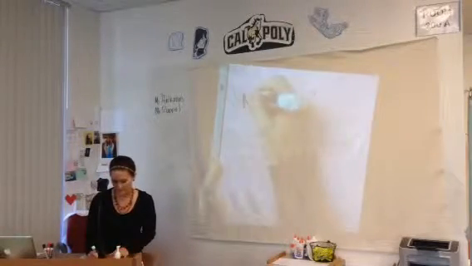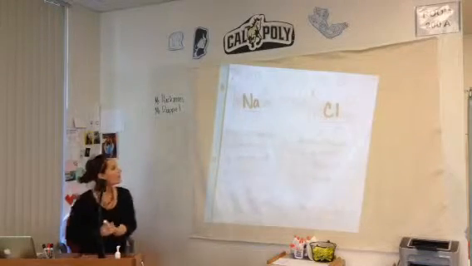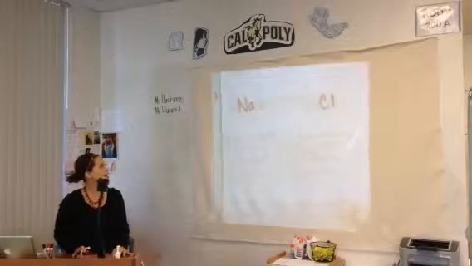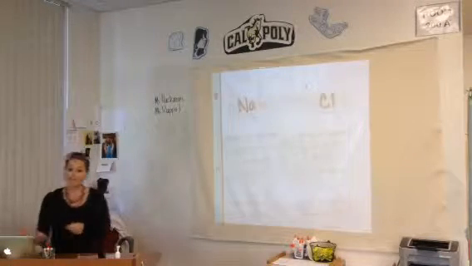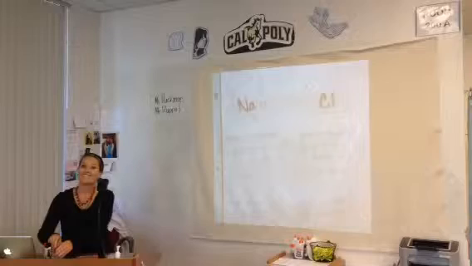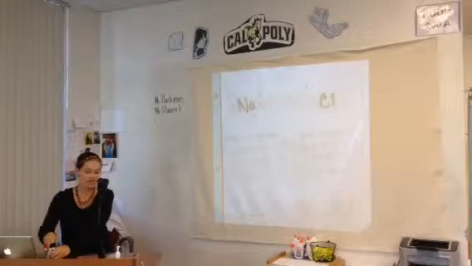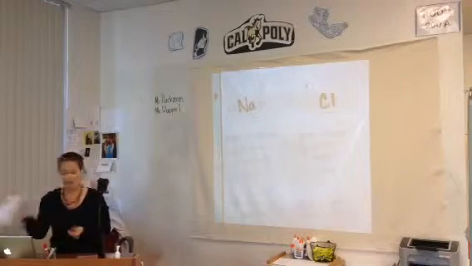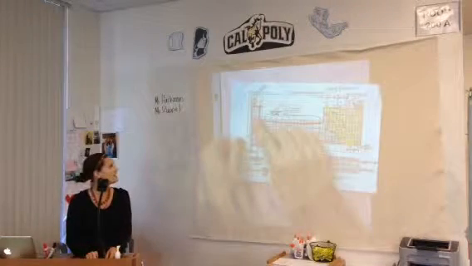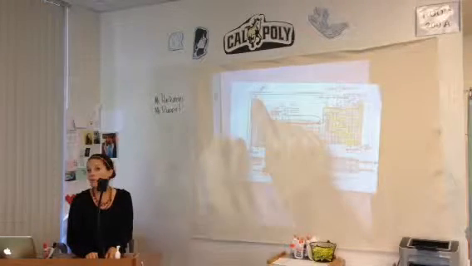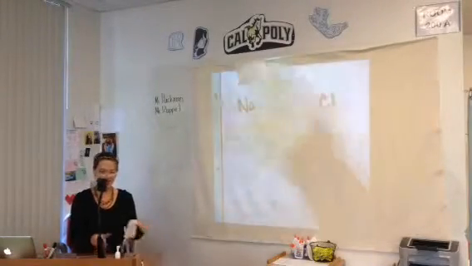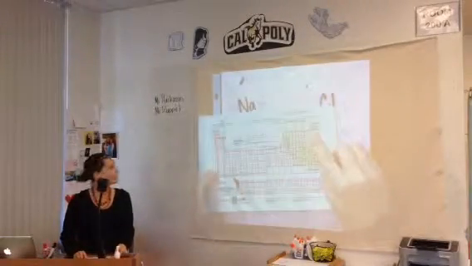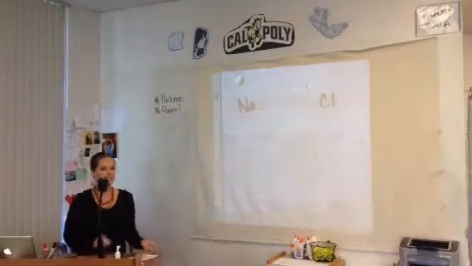We're going to look at sodium and chlorine. Okay, we're only going to draw Lewis dot diagrams. What do I draw when I'm drawing Lewis dot diagrams? Dots. And what do the dots represent? Valence electrons. Okay, so if I look at sodium in my periodic table, how many does it have? 1. Okay. If I look at chlorine, it's in group 7A, so it has 7.